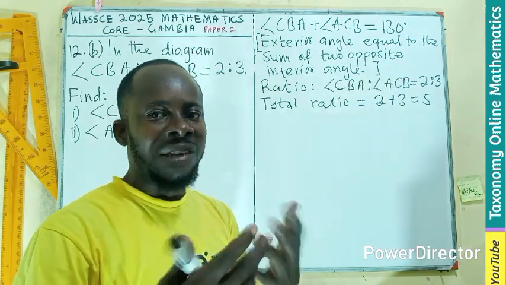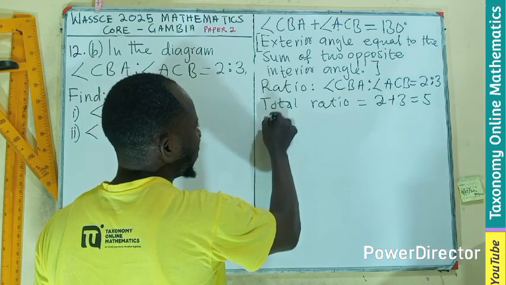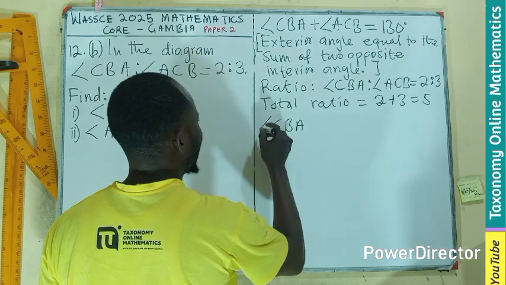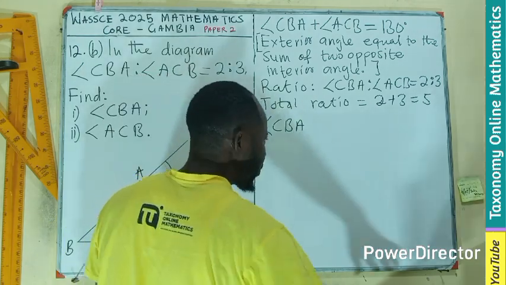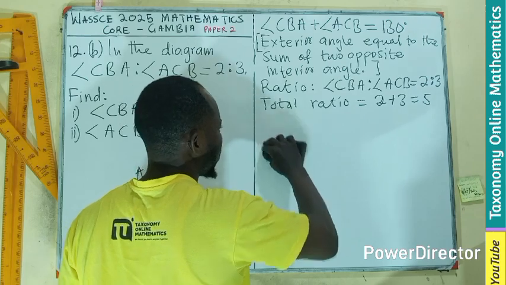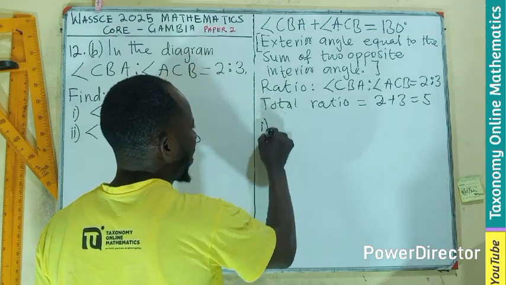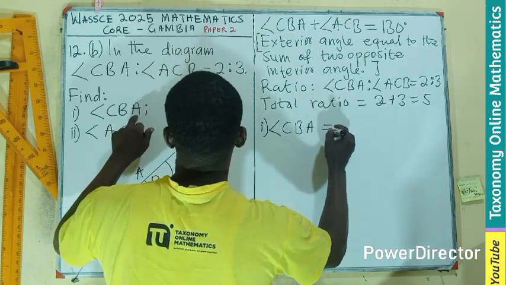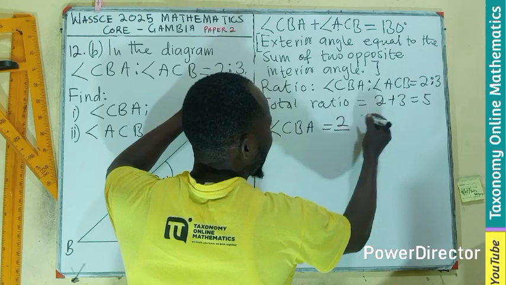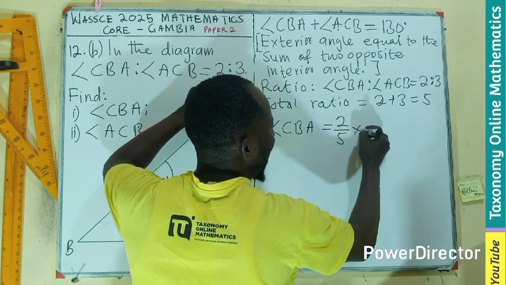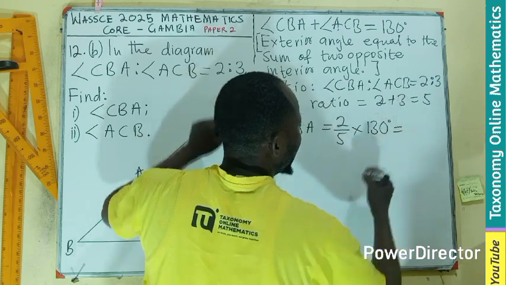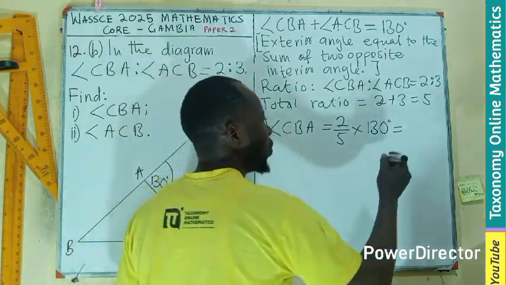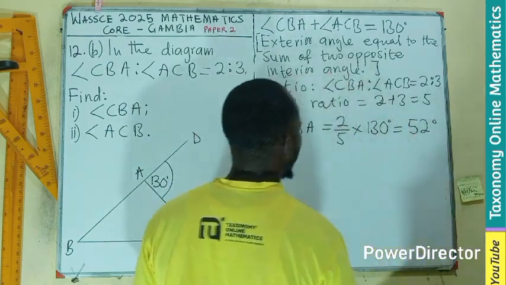So I'm going to solve this as a ratio. The first angle, CBA, let me just use Roman numerals. Roman number 1, the angle CBA corresponds to 2 divided by 5 times 130 degrees. If I do that, this will be 26 times 2, which gives 52 degrees.